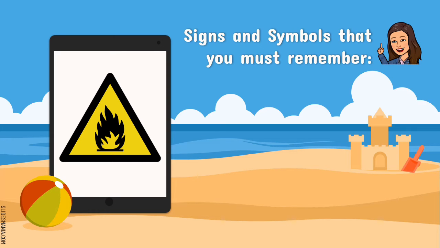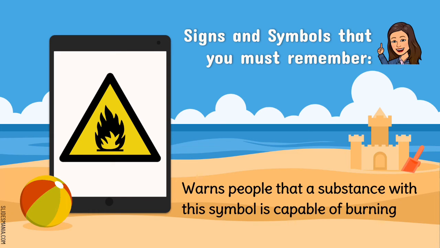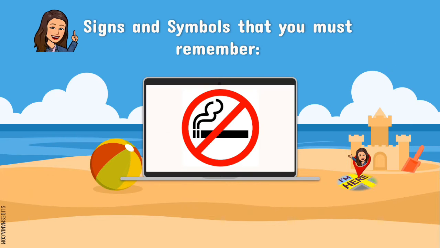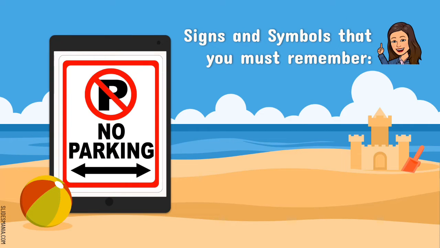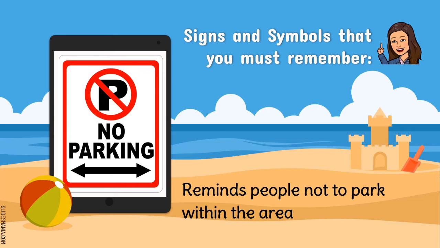Another one is a fire sign. It warns people that a substance with this symbol is capable of burning. The next symbol is the no smoking sign. It tells that smoking is not allowed in this place. Another symbol is the no parking sign. It reminds people not to park within the area.